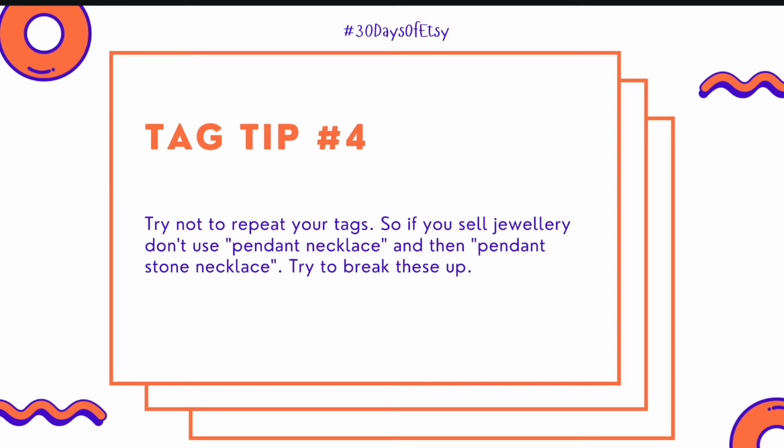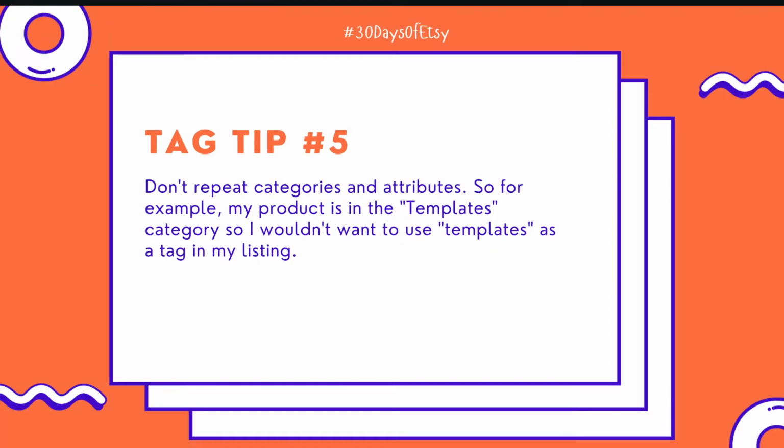Tag tip number four is try not to repeat your tags. So if you sell jewelry, don't use pendant necklace and then pendant stone necklace because you're using pendant and necklace twice. So try to break these up where possible. Now tag tip number five is don't repeat categories and attributes. So for example, my product is in the templates category. So I wouldn't want to use templates or template again in my listing because it's already been used in my category.